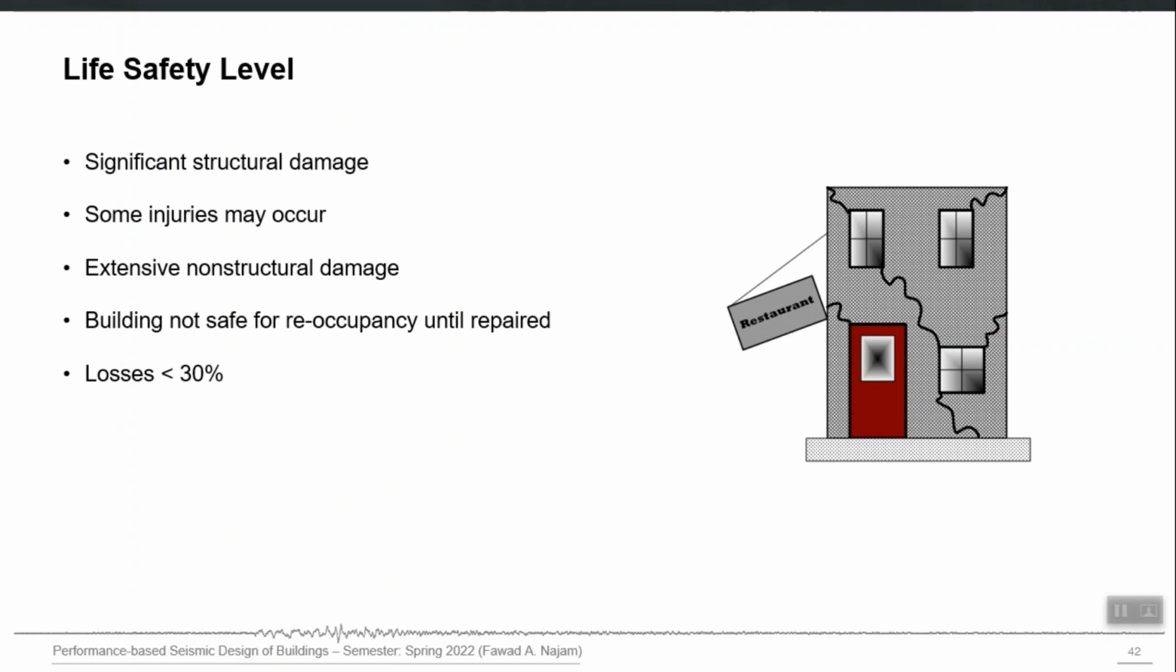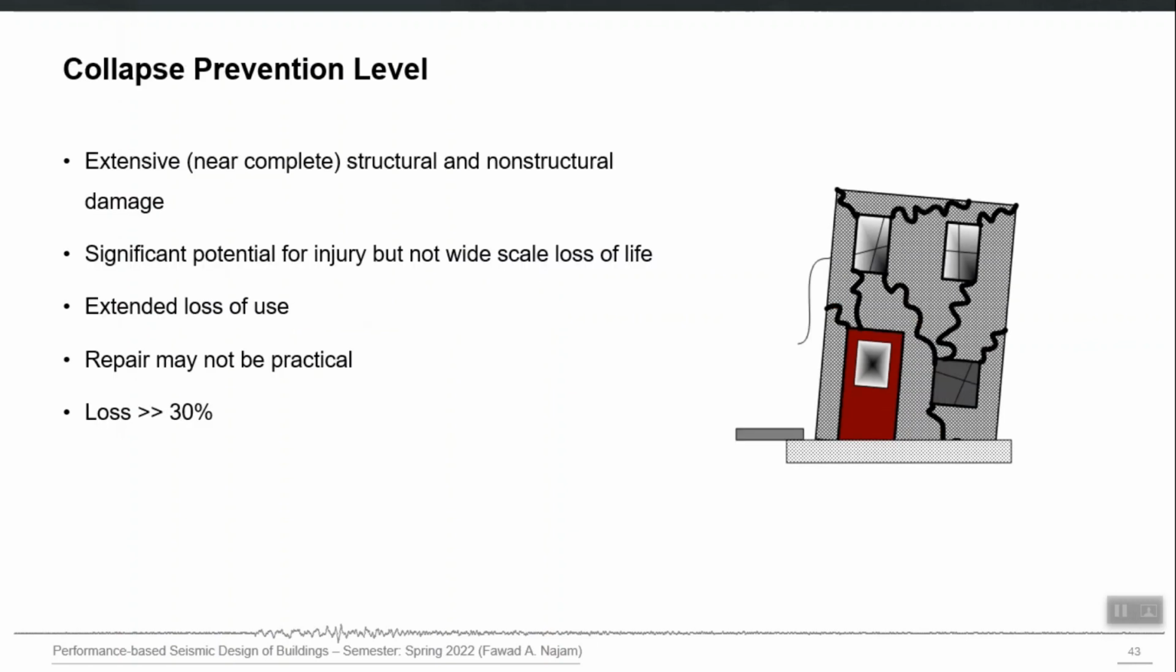For life safety, losses can be less than 30%. The building may not be safe for reoccupancy. There is some repair which may be required, right? CP means that significant damage is allowed. The structure is almost near collapse, but it is not collapsed completely. So it will still remain standing, so that anyone who wants to escape can escape, right? So this can be the CP level. So these are the templates of damage or performance which you can tell to the client and he or she can select, right? These are standard templates.